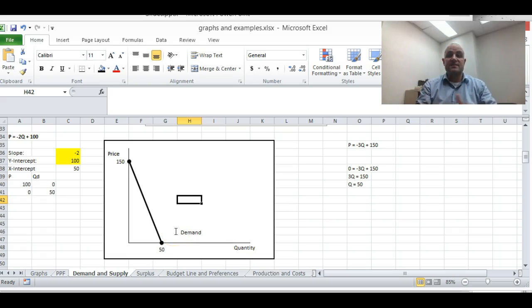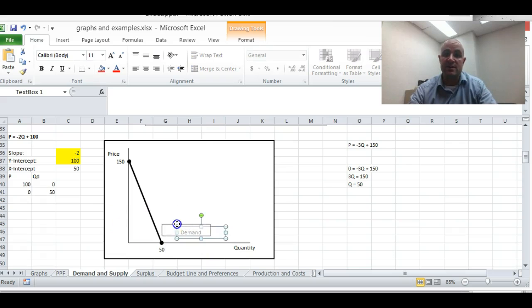So that's a basic way to construct an individual demand curve. And once you take all the individual demand curves of everybody, you sum together all those quantities demanded at each price, and you get your demand curve, which again is that relationship between the price of the good and the quantity demanded.